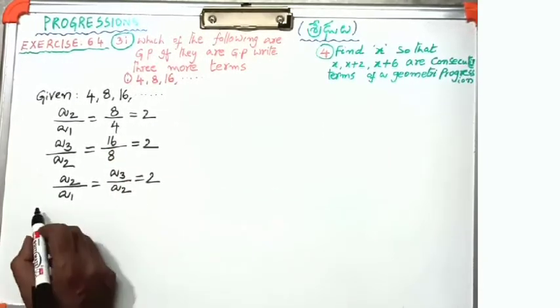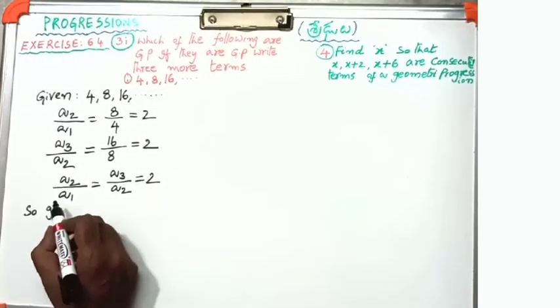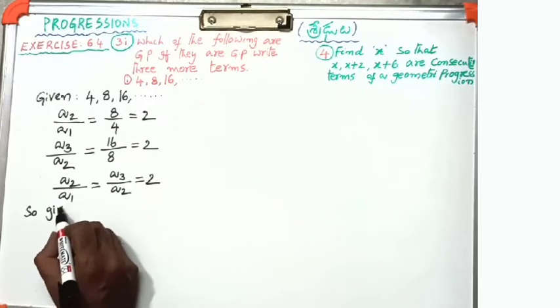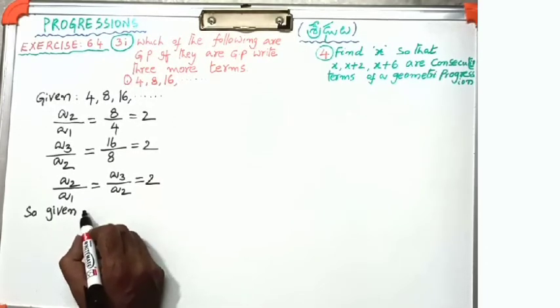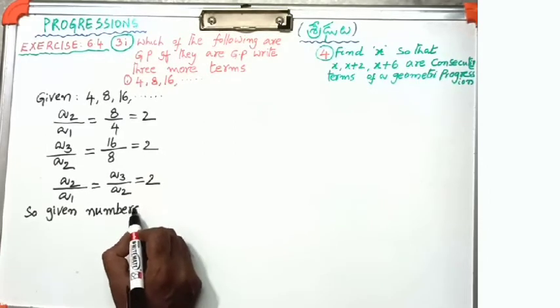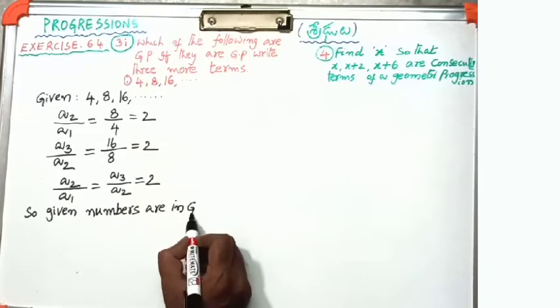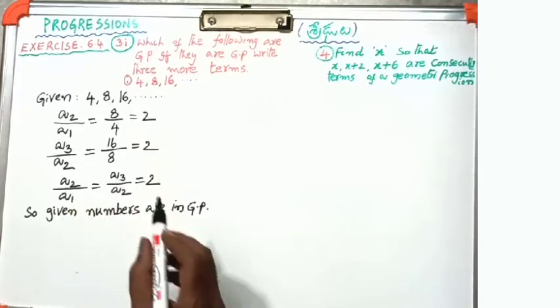So the given progression, the given numbers are in GP.